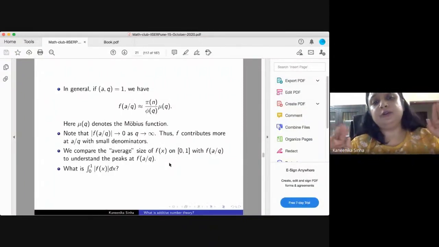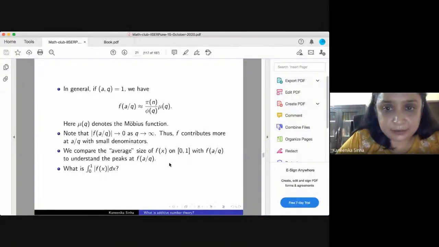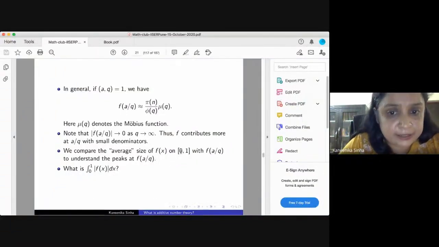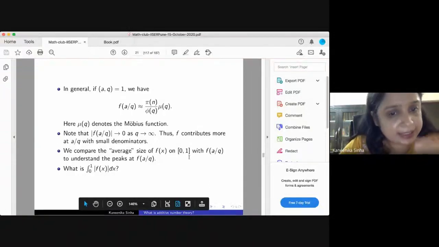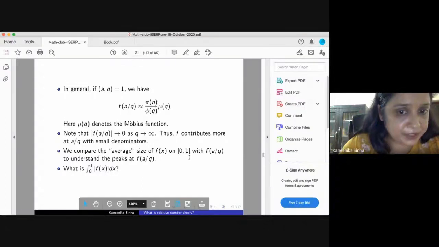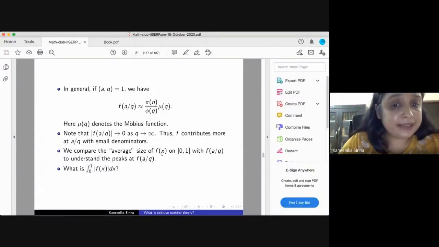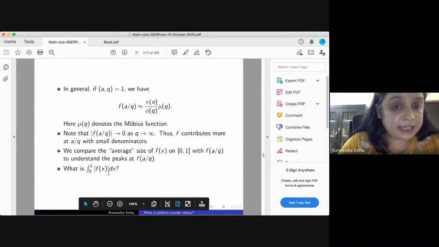Okay, so now the question of the average size of f of x comes out, right? So how do you calculate the average size of f of x? Because see, the closed interval 0 to 1 has infinitely many points, including irrational points. So what you do is you integrate the absolute value of f of x dx from 0 to 1, and you divide it by the length of the interval 0 to 1, which is just 1, and this is basically your average value.